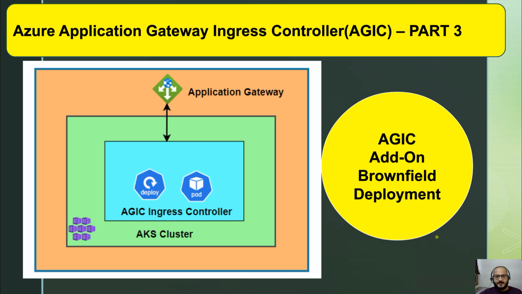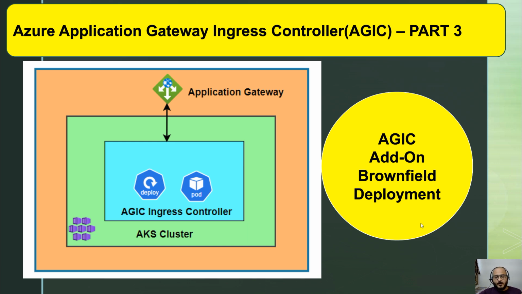So this is part 3 of Azure Application Gateway Ingress Controller. We have discussed greenfield deployment in part 2, and in part 3 we are going to discuss brownfield deployment. If you are not aware of what greenfield and brownfield are, I would suggest you go and check part 1 of Azure Application Gateway. There I have explained both the deployment options in a detailed manner.